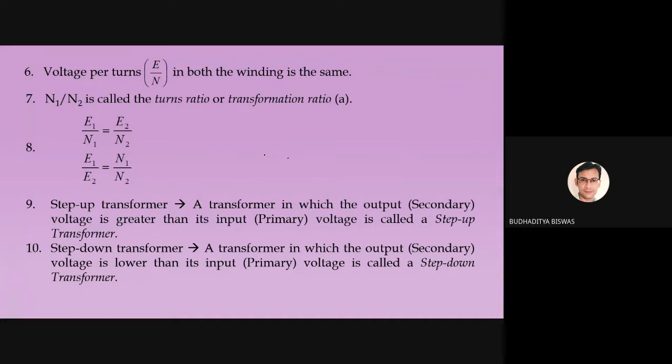In case of a transformer, if we just give the supply, we instantly get the output voltage based on the characteristics of the transformer, maybe step up, maybe step down. So it does not depend upon time. Okay, so voltage per turn is the same for both the windings. That's how we may write.